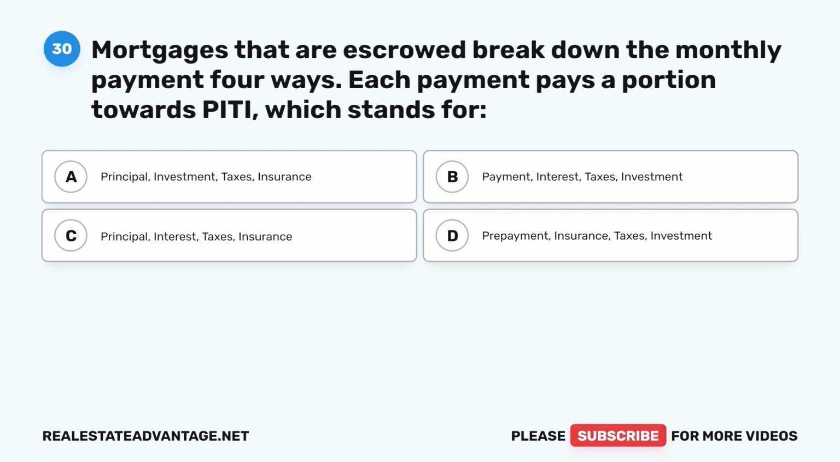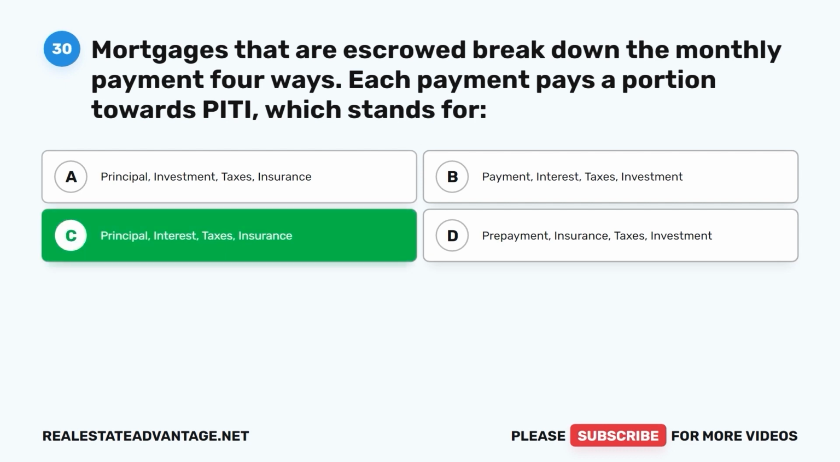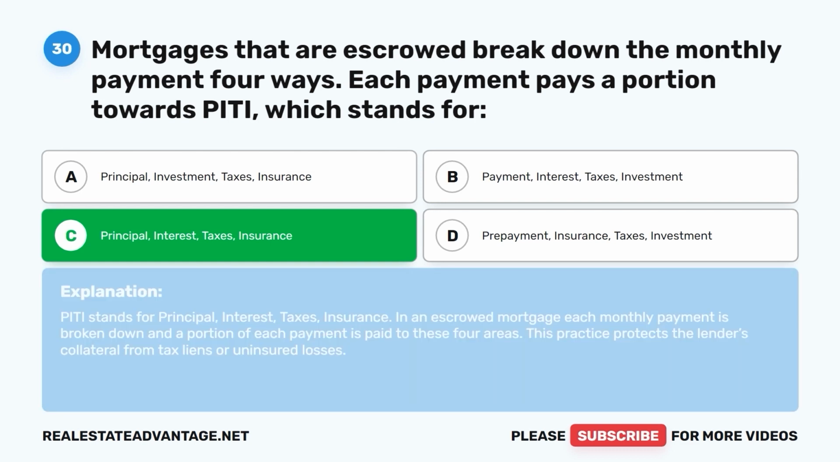Question 30. Mortgages that are escrowed break down the monthly payment 4 ways. Each payment pays a portion towards PITI, which stands for A. Principal, investment, taxes, insurance. B. Payment, interest, taxes, investment. C. Principal, interest, taxes, insurance. D. Prepayment, insurance, taxes, investment. The correct answer is C. Principal, interest, taxes, insurance.